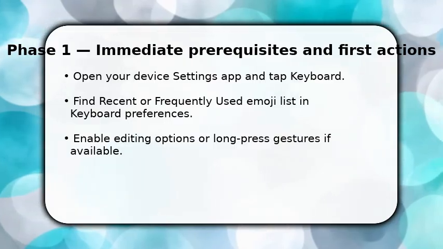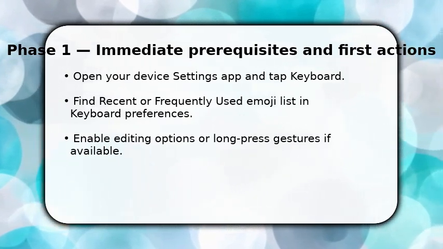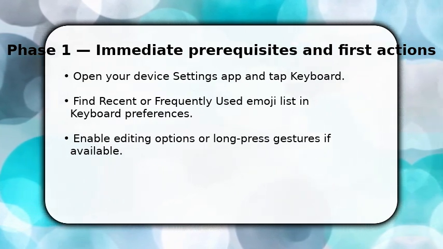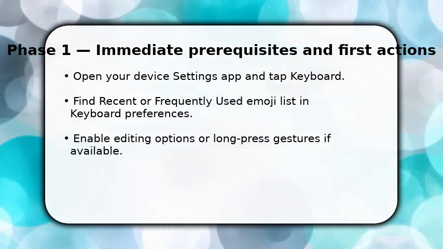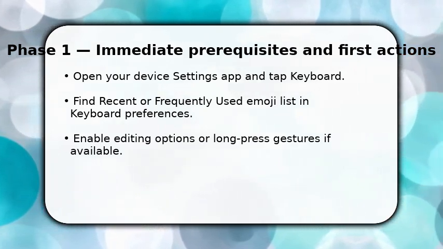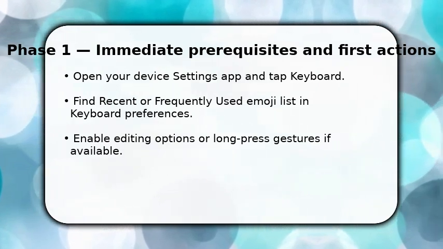You start by opening Settings and navigating straight to Keyboard. This gets you to the controls for recent emoji. Tap into the keyboard settings so you can see recent or frequently used emoji options and make sure editing or gesture features are enabled. Once done, switch to any app and open the keyboard to view the recent emoji bar.